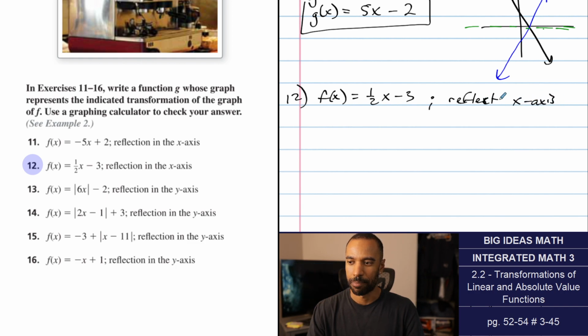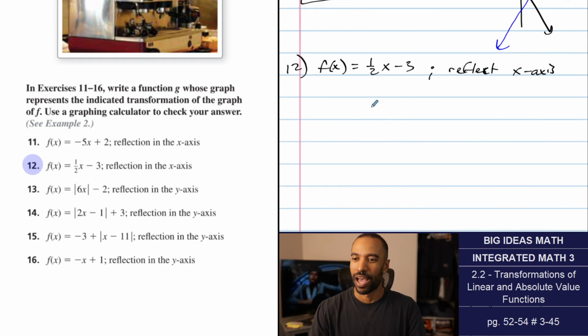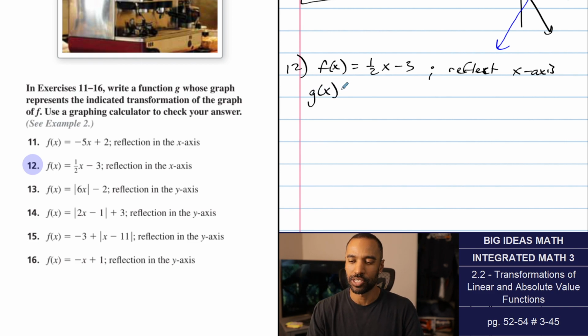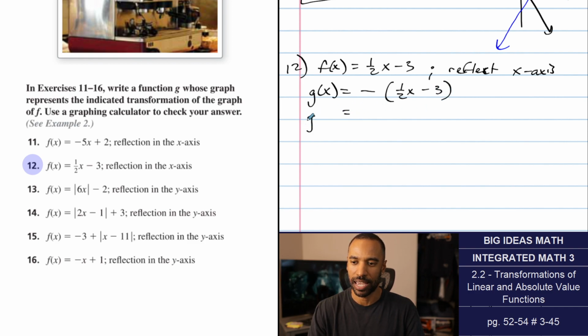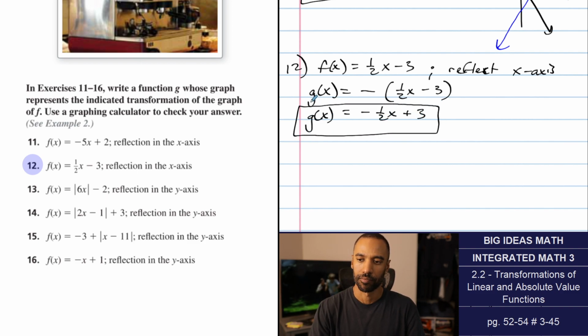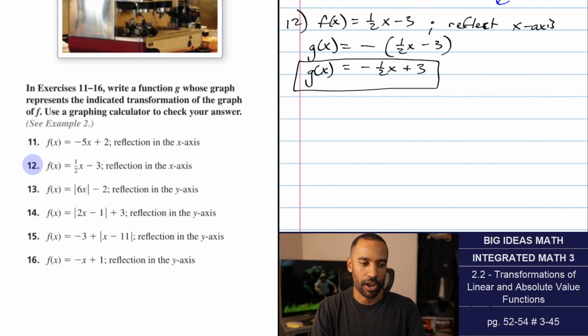You know, handwritten typos happen when I do the same thing over and over. Same thing as before. g of x, we're going to make the f of x negative. That means change all the signs, distribute that negative, and we are going to get negative 1/2 x plus 3. I'll just be done with the problem then and there. I hope that satisfies our needs for it.